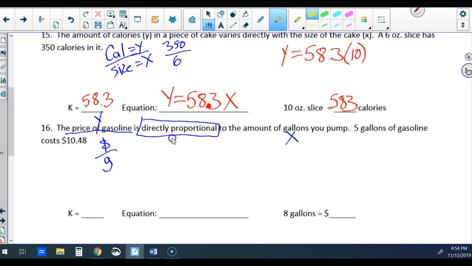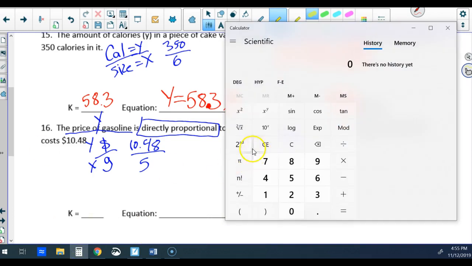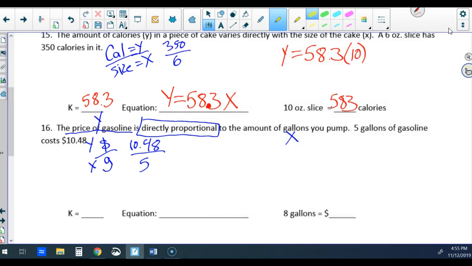5 gallons of gasoline costs 10.48. So 10.48 over 5, that is y over x, that is my k. 10.48 divided by 5 is 2.096. Doesn't round off to be the best, but oh well. $2 and 9, rounding about to 2.10. That's a stupid number. Who made this problem? 2.096, whatever. I guess we'll deal with it. Stupid math teacher.